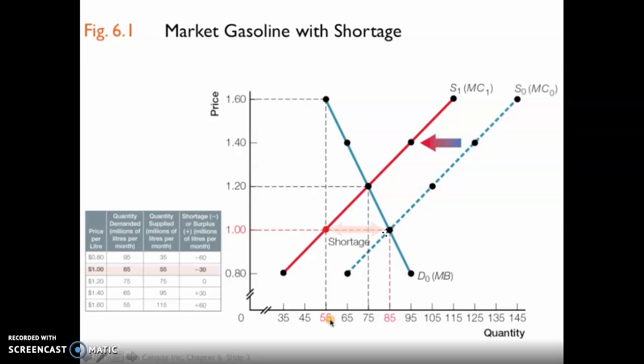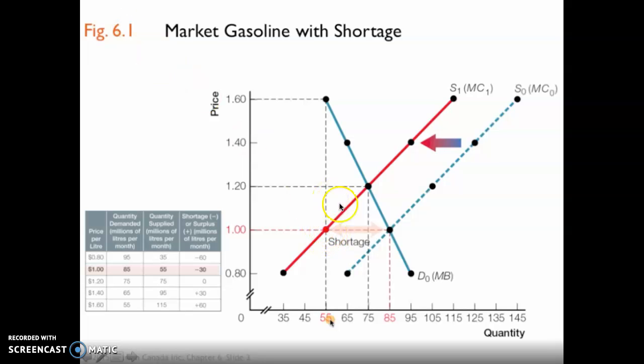And notice after the shift, with the same price at $1, the supply is now 55, but the demand is at 85. So you can see that there's a shortage of 30, and you can see that in the table as well, where quantity demanded is 85 million, the supply is 55 million, and there's a difference of 30 million, which means that people are willing to pay $1, but there isn't enough to go around.